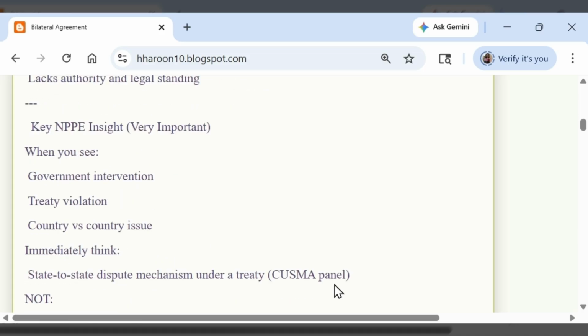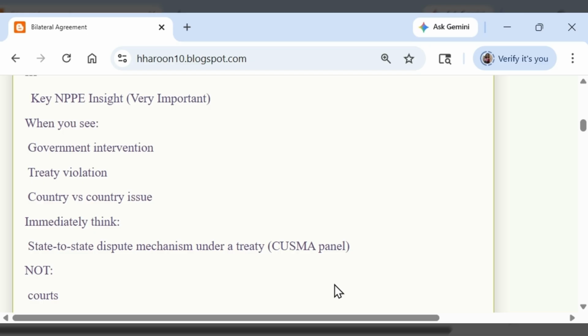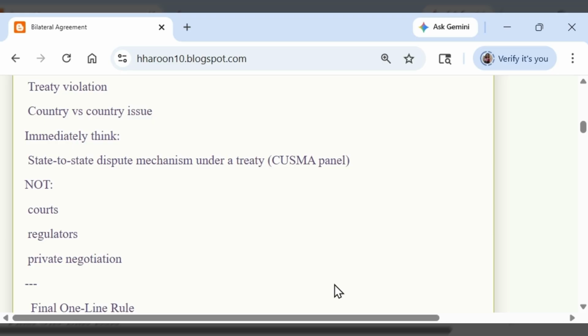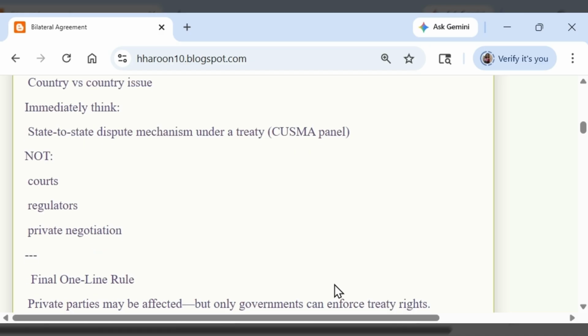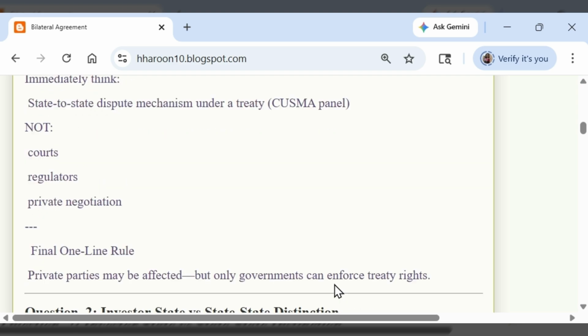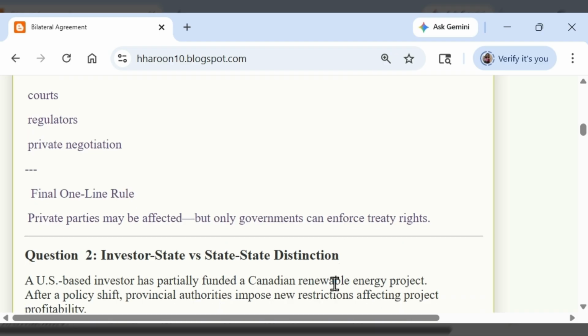Key NPPE insight, very important. When you see government intervention, treaty violation, a country versus country issue, immediately think state-to-state dispute mechanism under a treaty, a CUSMA panel, not courts, regulators, or private negotiation. Final one-line rule: private parties may be affected, but only governments can enforce treaty rights.